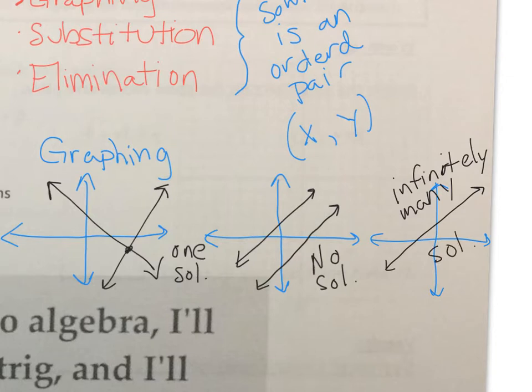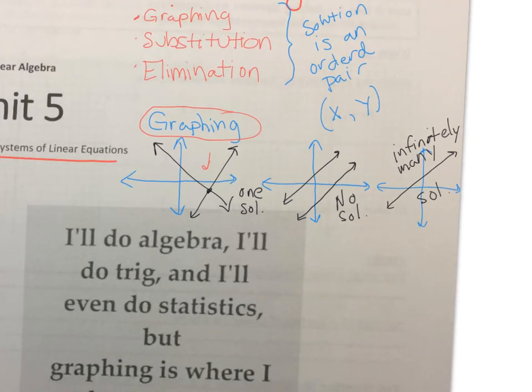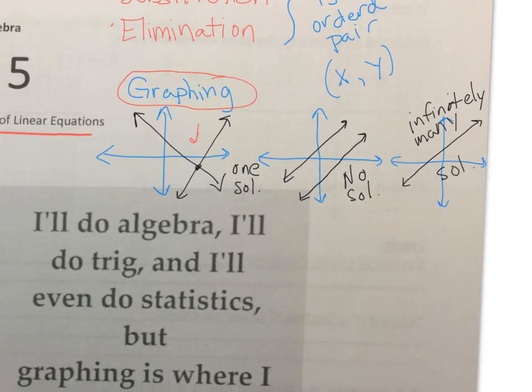Okay, so that's graphing. Most of the time, almost all of the time, it will look like this, where we have 1 solution. But it is good to recognize it could be no solution or infinitely many solutions.